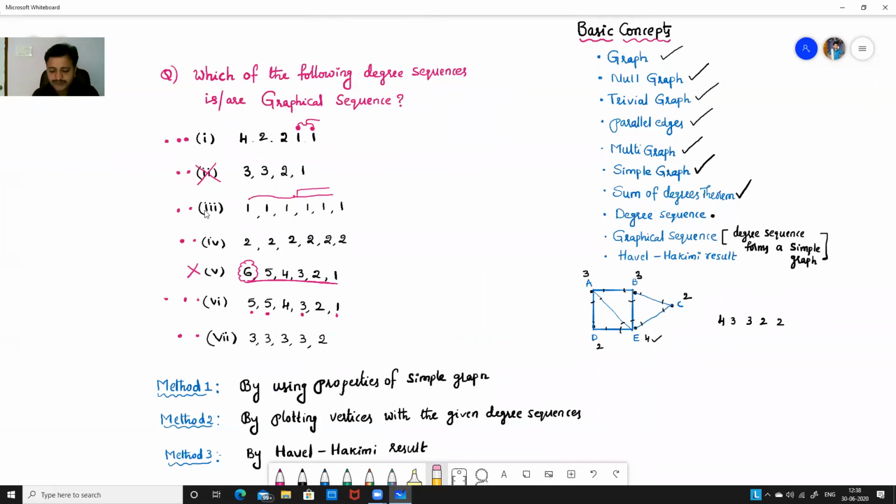Now look at the first one. I'm going to discuss the plotting method now. So 4, 2, 2, 1, 1. Is it a simple graph or not?